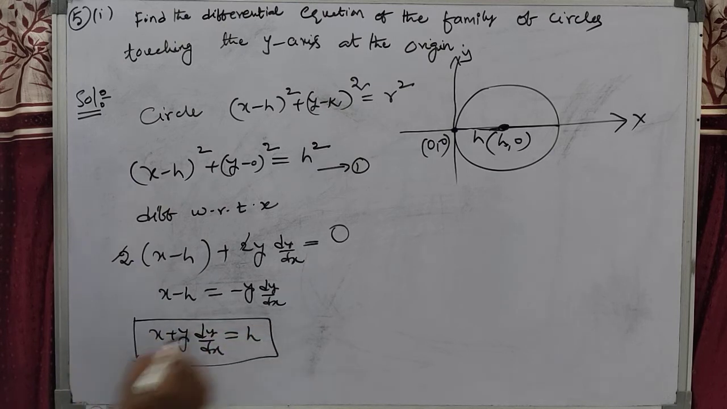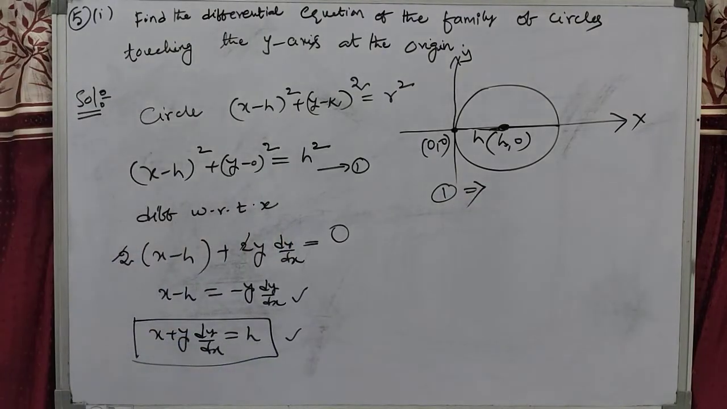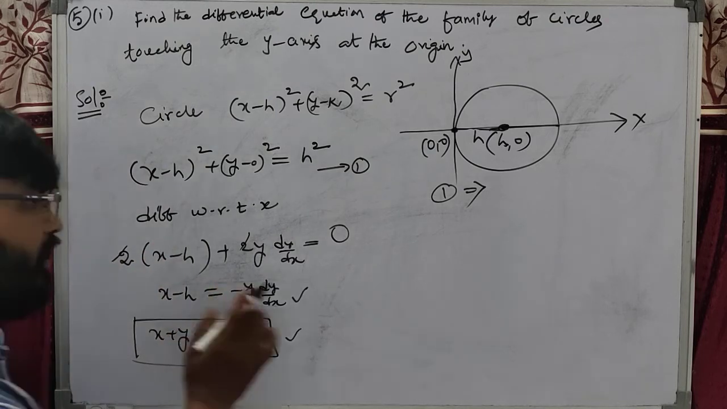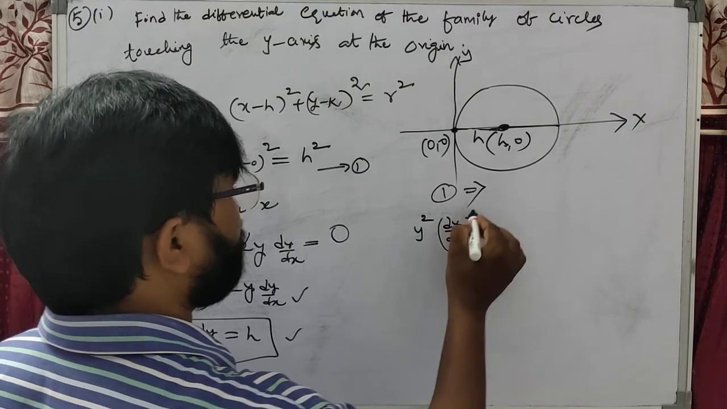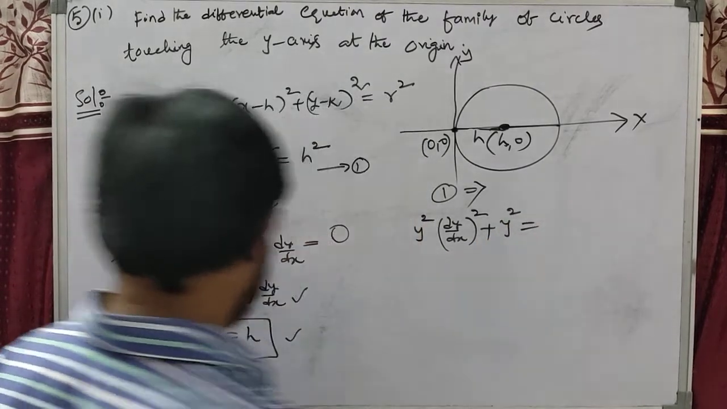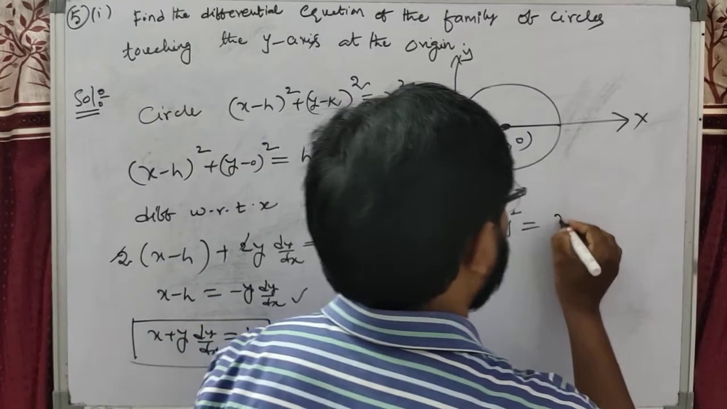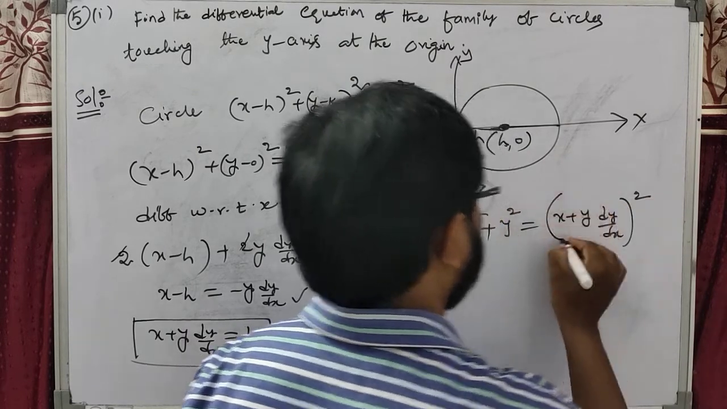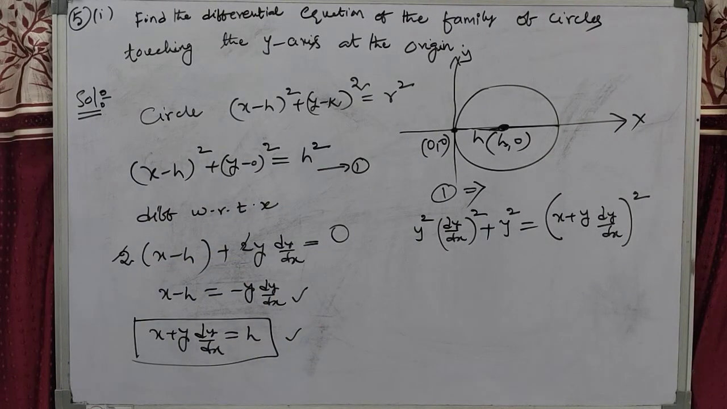These two values are substituted in equation 1. The first term is (x − h)², which will be y²(dy/dx)², plus y². We can write h² as (x + y dy/dx)².